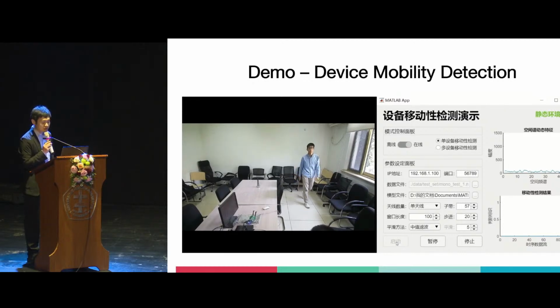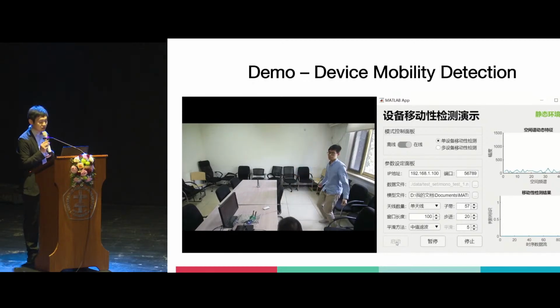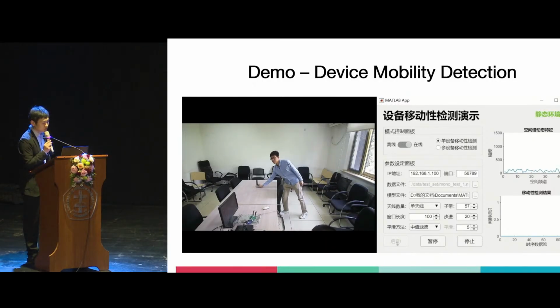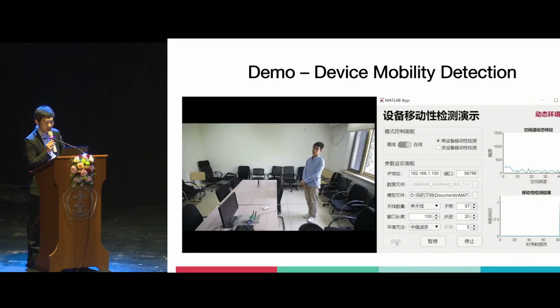Because the transmitted and received signals change, you can see that the waveform on the right also changes, and the indicator turns from green to red, which means the device is detected as moving. An important thing here is that if a person moves around the device, the system does not trigger an alarm, so it can distinguish device motion from environment changes.